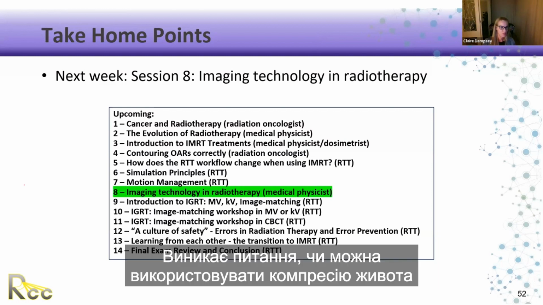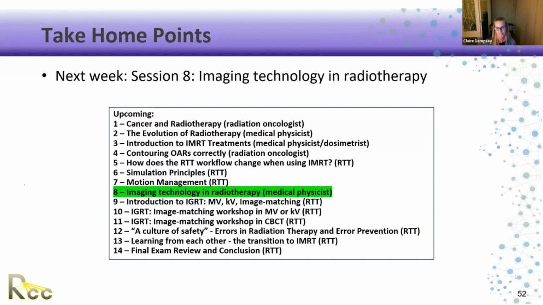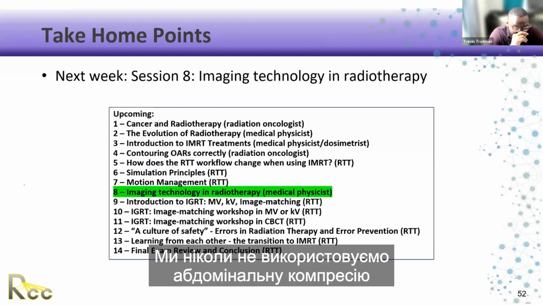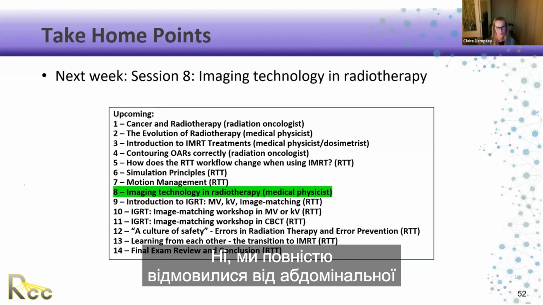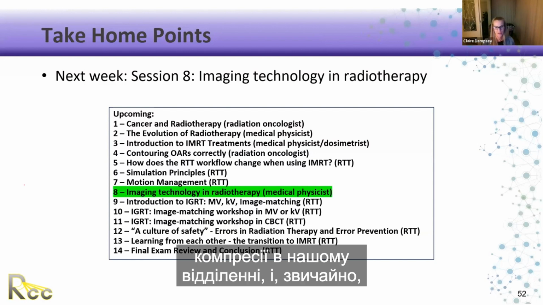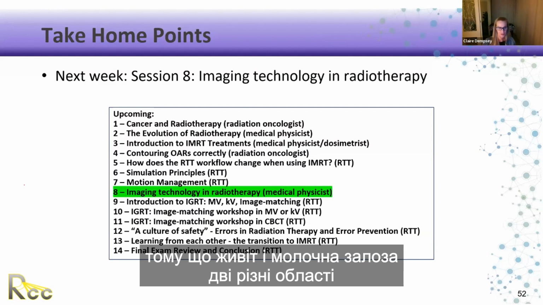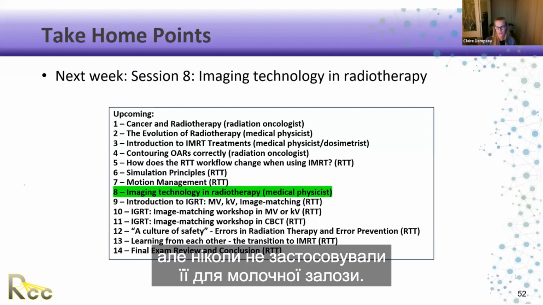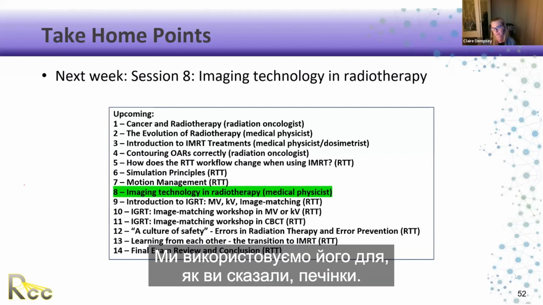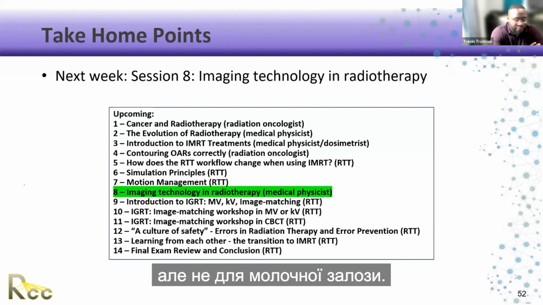There's a question: can abdominal compression with shallow breathing be used for a breast case? We never use abdominal compression for any breast cases. No, we've given up abdominal compression altogether in our department, and certainly we wouldn't use it for a breast, because the abdomen and the breast are two totally different kind of areas. We used to use abdominal compression for liver and things like that, but we'd never use it for breast. So good question. We use it for, like you said, liver, we use it for the abdominal cases, but we don't use it for breast.